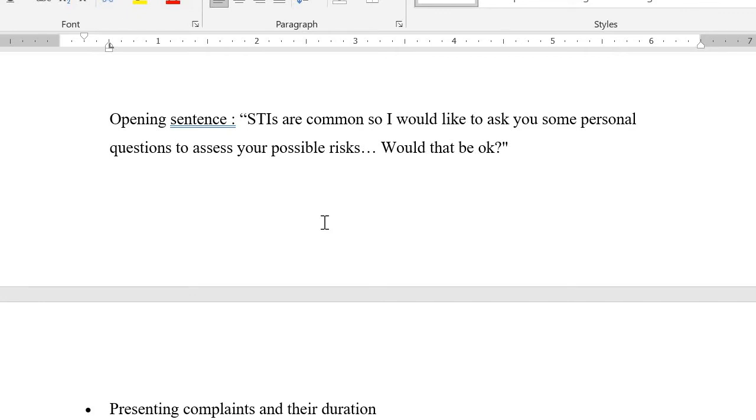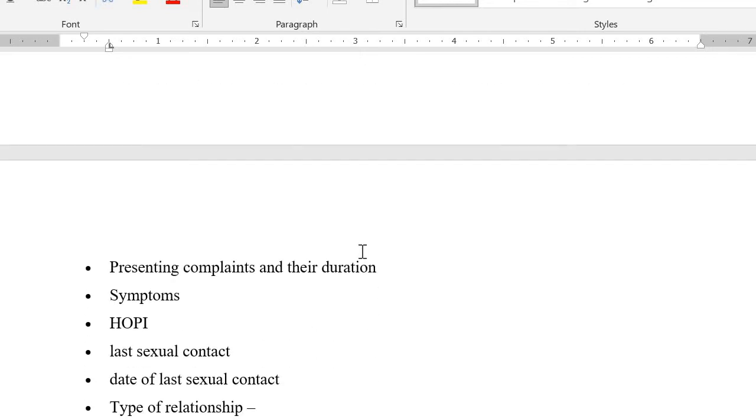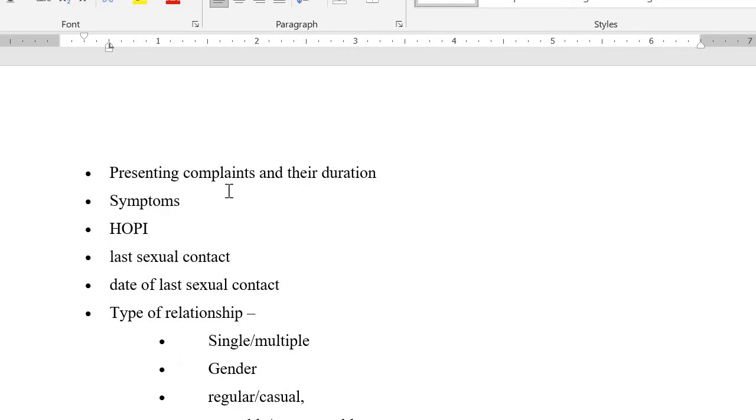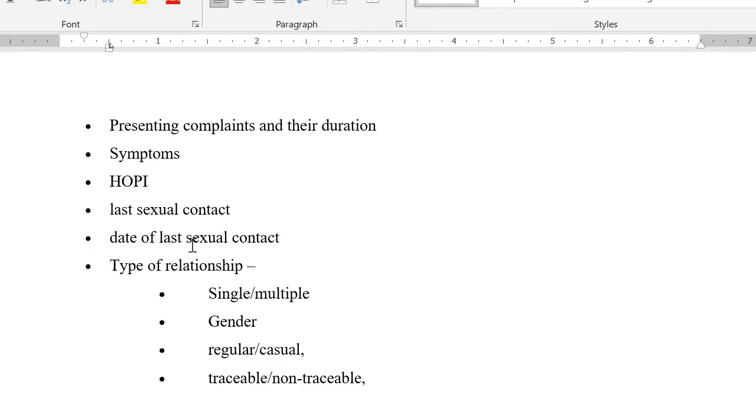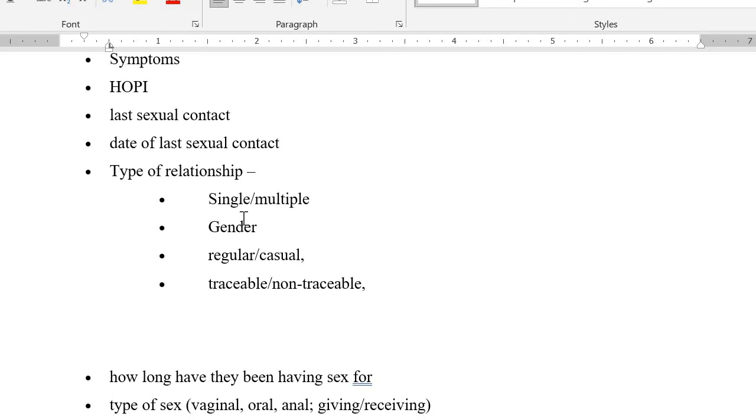Opening sentence: STIs are so common that I would like to ask you some personal questions. So, to assess your possible risk, would that be okay? She will say yes. Then, what are the presenting complaints? What are the symptoms? What is the history of present illness, last sexual contact, date of the last contact, type of relationship? Is she having a monogamous relationship or does she have multiple partners, genders of the partners? Are you sexually active with women, men, or both?